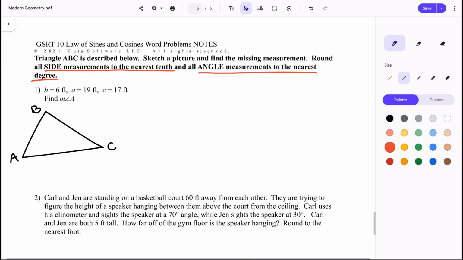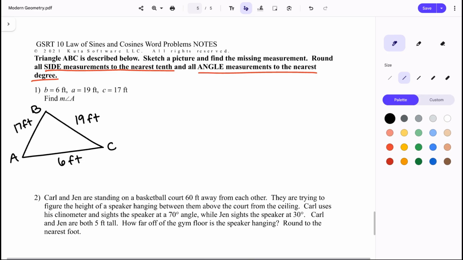All right, so let's come down here to my picture and let's figure out what goes where. So this is saying that b is equal to 6 feet. So where on my picture should I put that? Opposite of big B. So would that be on the bottom of my triangle for this one? So we're going to put 6 feet here. Where should the 19 feet go? On line BC. And then 17 should go on AB. Very good.